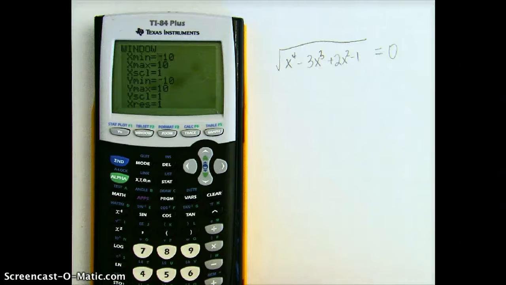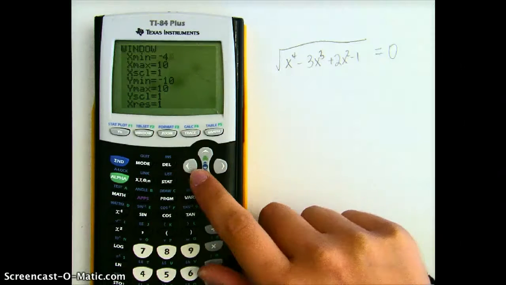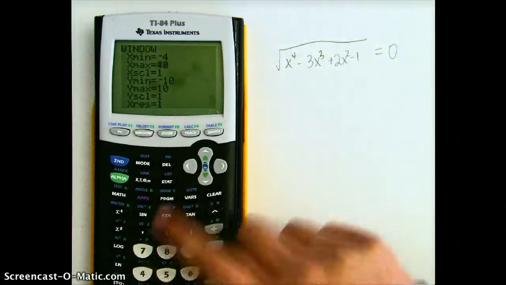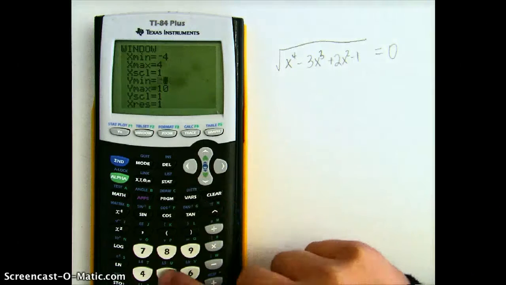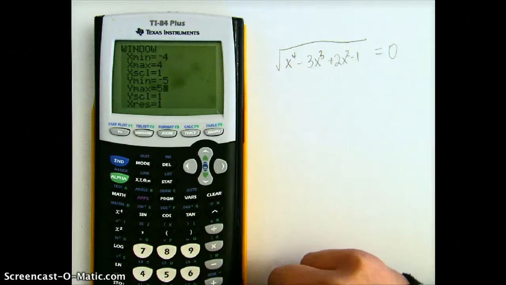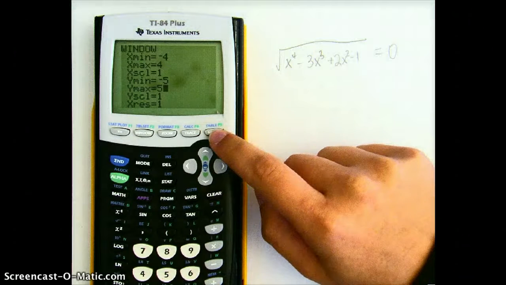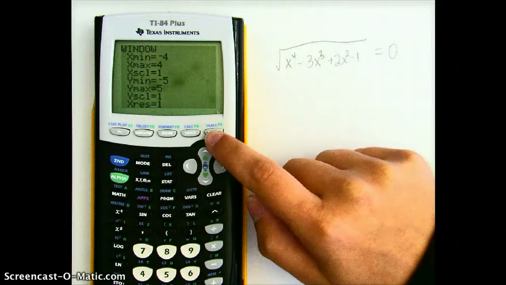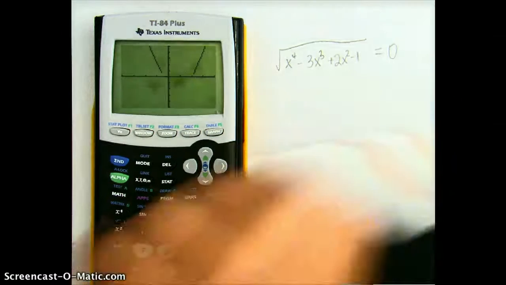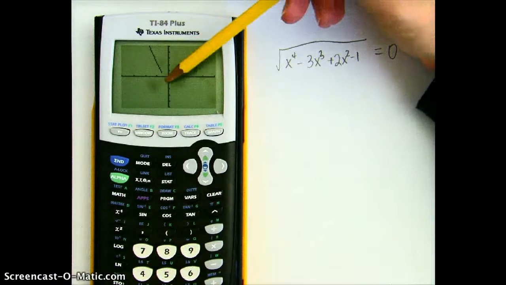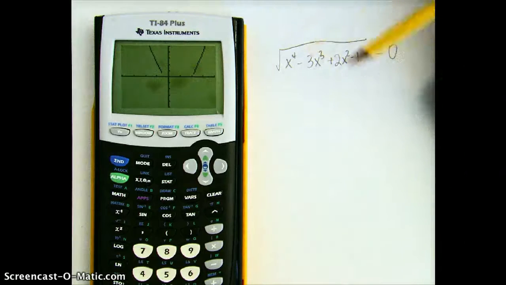So I'm going to set my x-min to a -4 and my x-max to a +4. Keep my same scale of 1, and I'm going to change my y-min to a -5 and my y-max to a +5. And that way I can still see that scale, and hopefully I'll be able to see my whole graph. So I'm going to press graph and see what it shows me. So I get even closer and I can still see that the graph does not cross the x-axis.